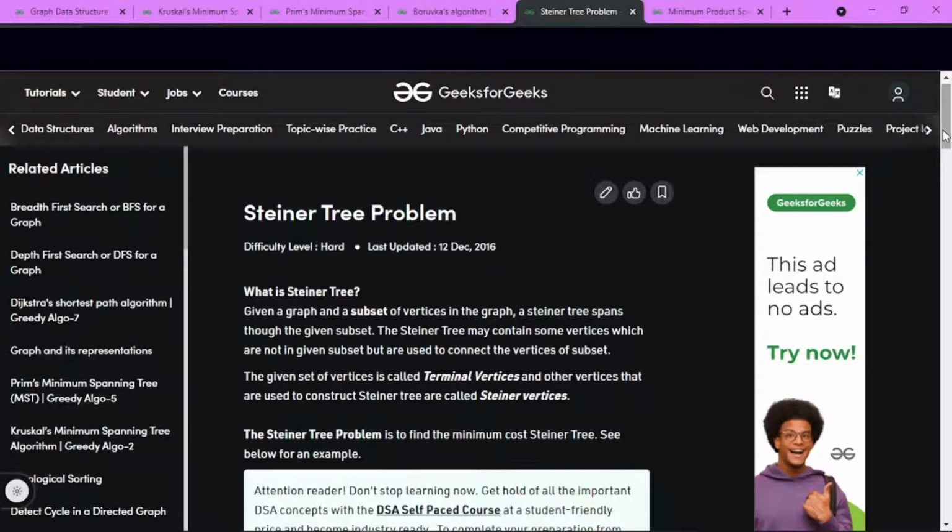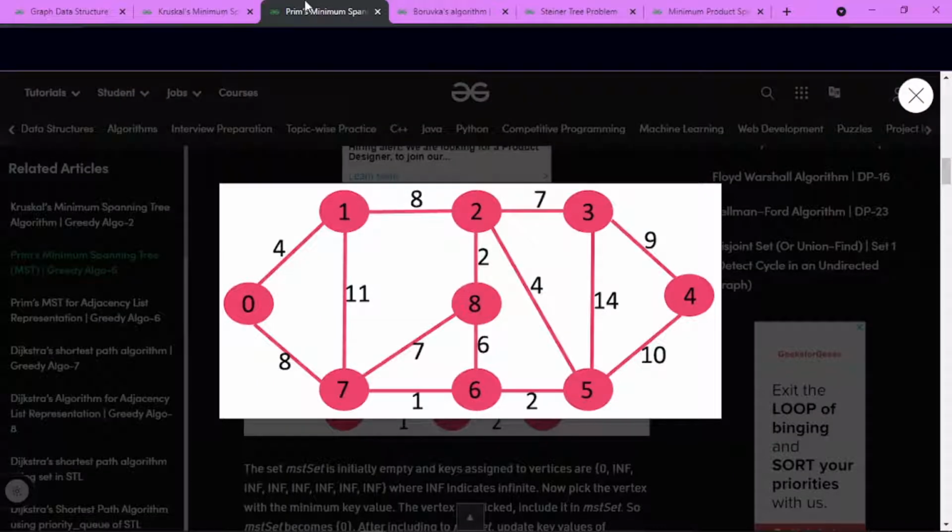So now coming to the Steiner tree problem. Basically, the Steiner tree problem is also a kind of minimum spanning tree. Minimum spanning tree is a broader term, because in the Steiner tree, we are given a graph and a subset of vertices in the graph. So let's say you have this graph and you are given a subset containing vertices 0, 1, 2, 8, and 7, then you need to find the minimum spanning tree on this particular subset only.